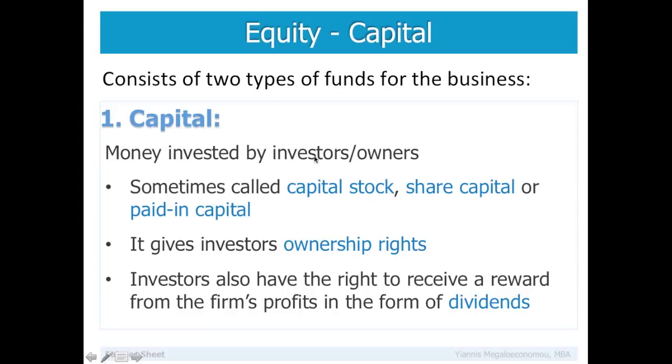Now, remember that for investors, capital gives them ownership rights. For example, 40 or 50% or 100% of ownership, or maybe a very low level of ownership. Also, since you have ownership rights, investors have the right to receive a reward from the profitability of the business in the form of dividends. So let's say, for example, at the end of the year you have profits of $100,000 and you decide to give all of it or some of it to the owners. Depending on the ownership rights, each investor receives its appropriate percentage.